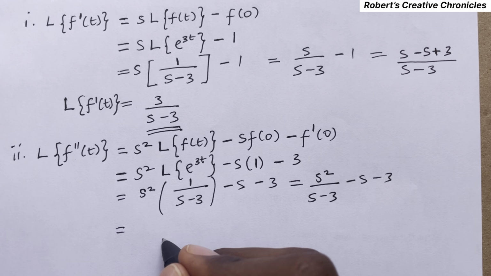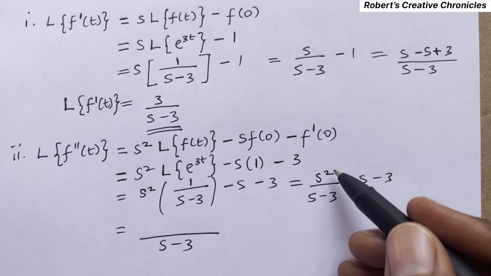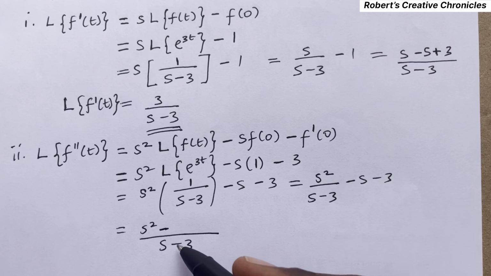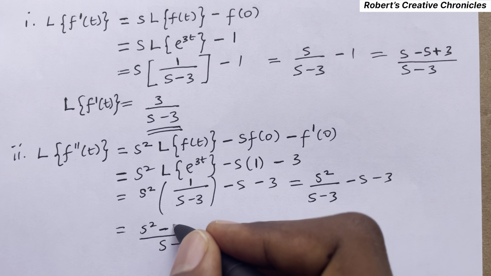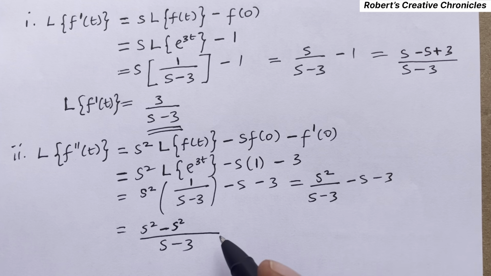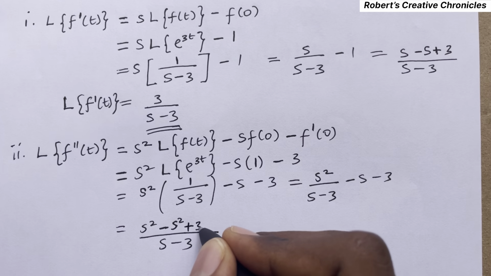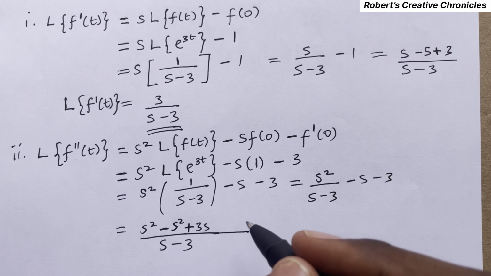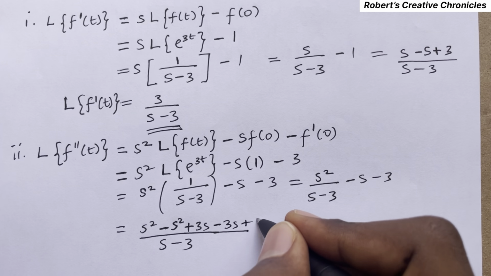The LCM is s minus 3. So it will be this times this divided by this is what? S square. Then minus this times this is what? Let's open the bracket. This will become minus s square. Then what? Minus s times minus 3 is what? Is plus 3s. This becomes what now? Minus 3s plus 9.